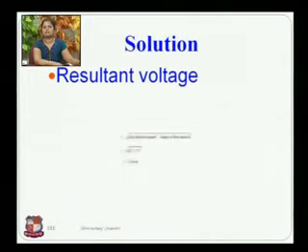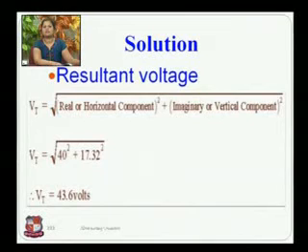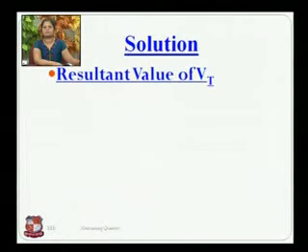Now the resultant voltage. This is the equation for the resultant voltage: under root of horizontal component square plus vertical component square. The values of the horizontal component and vertical component are known to us. So Vt is equal to under root of 40 square plus 17.32 square. Your answer is equal to 43.6 volts.